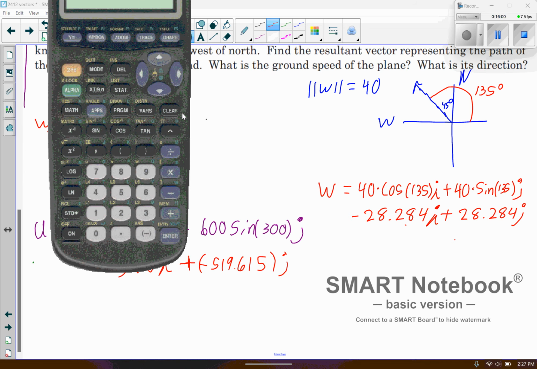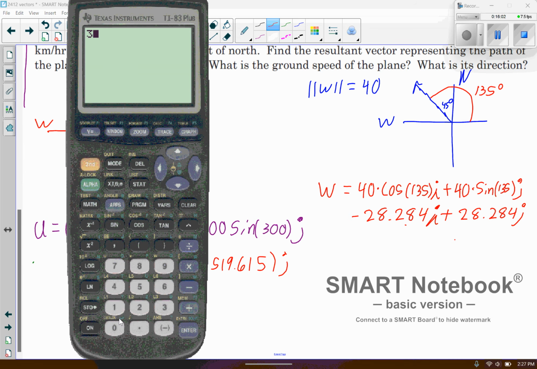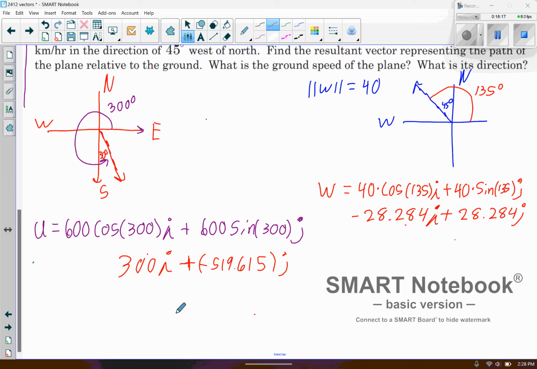So let's see, we're going to have 300, and then plus negative 28.284. So 271.716. Okay, so that's going to be my unit vector for my x component right there. So that's good. And then now I need to add the y values together.